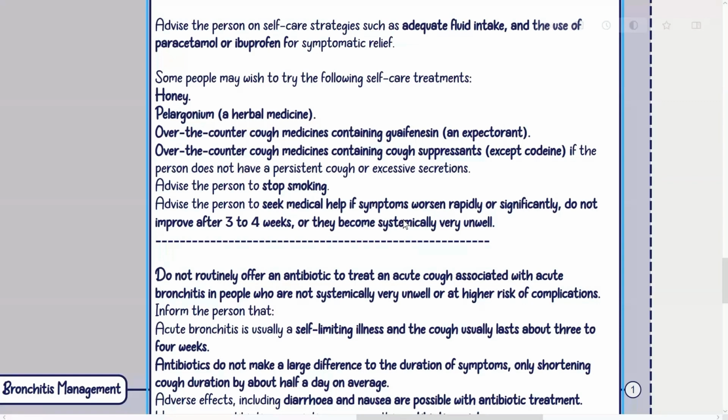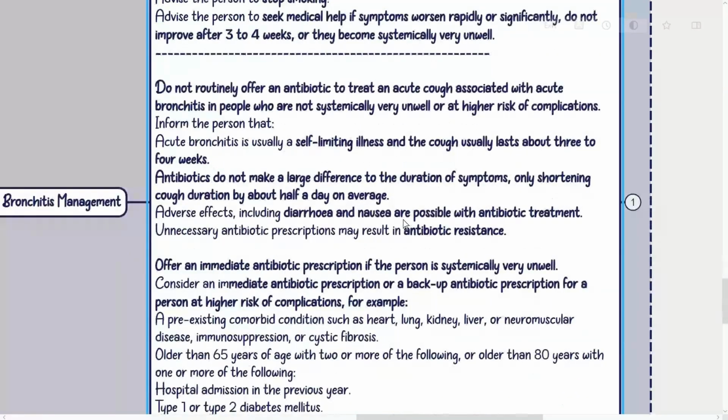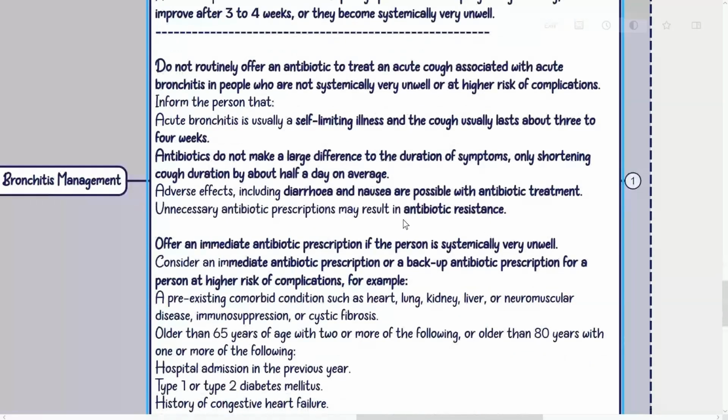Advise the person to seek medical help if symptoms worsen rapidly or significantly, do not improve after 3 to 4 weeks, or they become systemically very unwell. Do not routinely offer an antibiotic to treat an acute cough associated with acute bronchitis in people who are not systemically very unwell or at higher risk of complications.